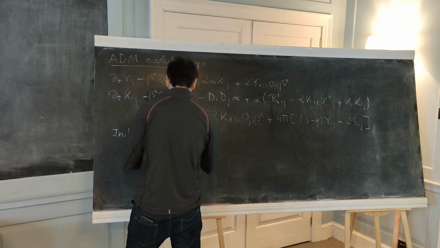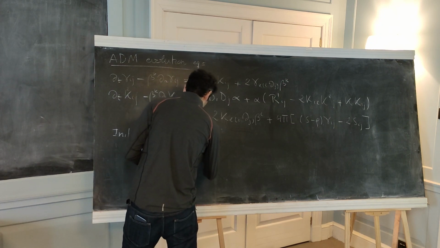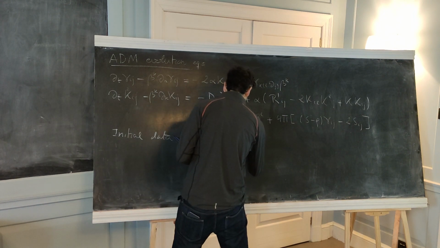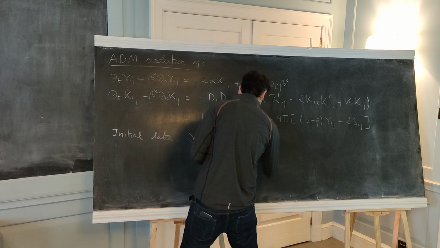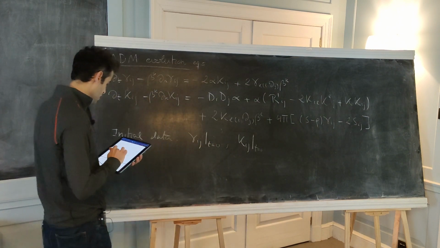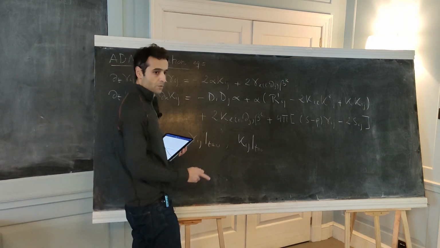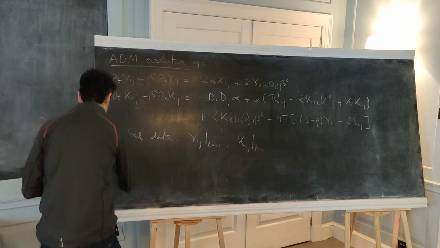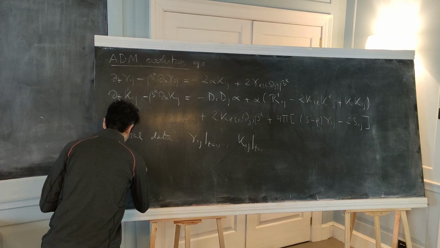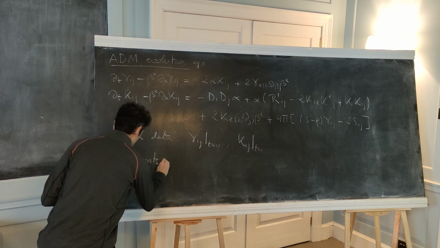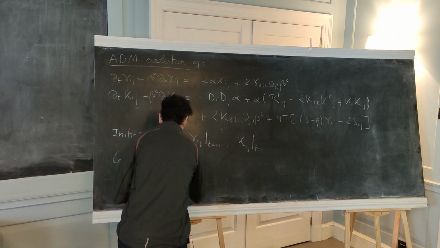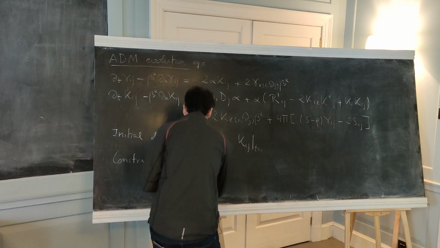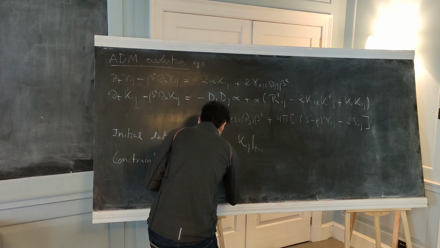So the initial data is clearly the induced metric on, say, a t equals 0 hypersurface and the extrinsic curvature. But this initial data is not free. It has to satisfy the constraint equations. And constraints, we've got the Hamiltonian constraint, which relates the Ricci scalar on the hypersurface and the extrinsic curvature.